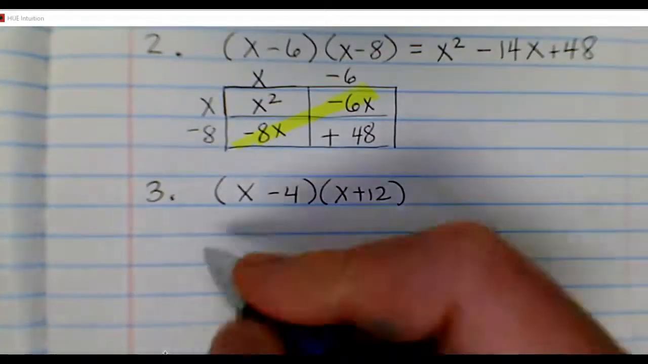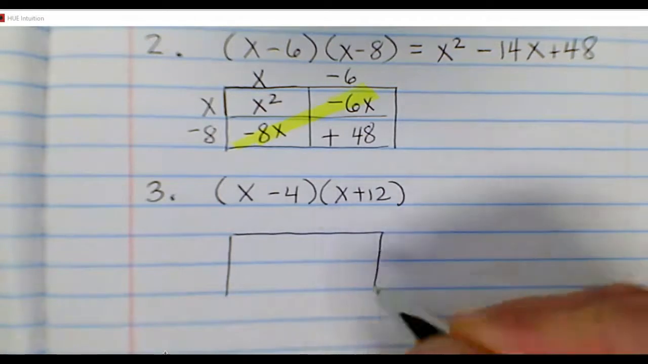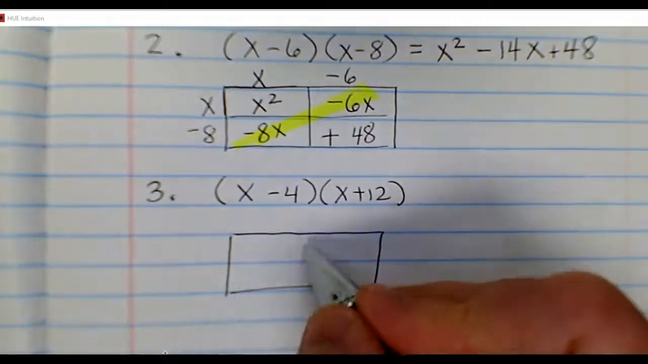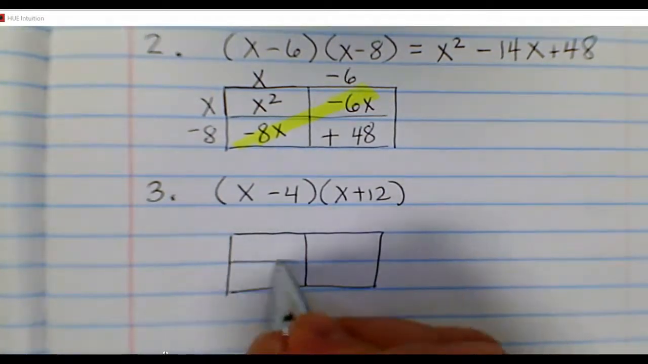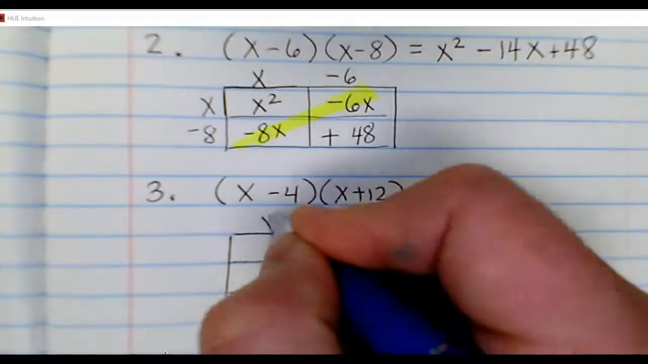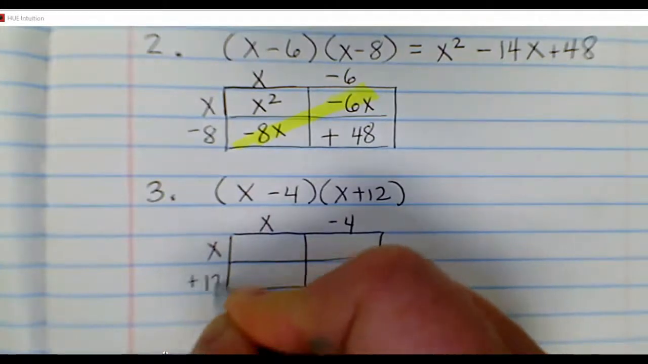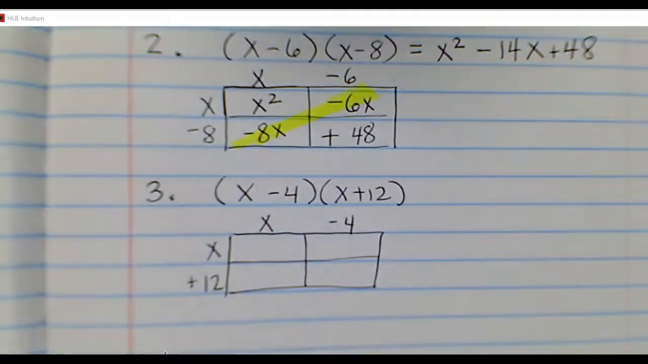Now, one of the other reasons I like the box problem is you don't have to learn one method for binomials and one method for trinomials and one method for polynomials that are bigger than that. The box method works for everything. If you have a bigger problem, all you need is a bigger box. But you do it the same way. X minus 4 goes on the top. X plus 12 goes on the side.